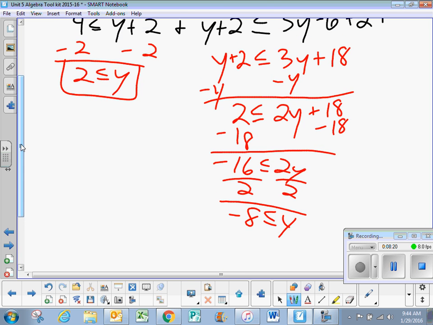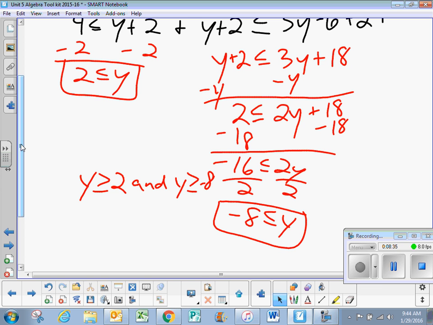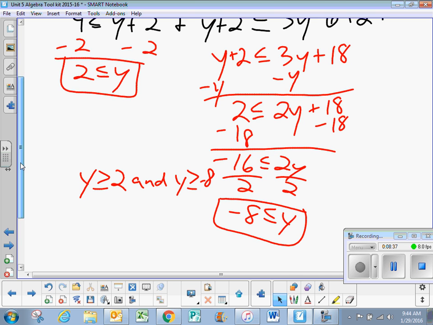Okay, so what are my 2 answers? y is greater than or equal to 2, and y is greater than or equal to negative 8. Okay, any mistakes made there? Oh, no. Is that what you guys got? Oh my God, Lauren. Okay.